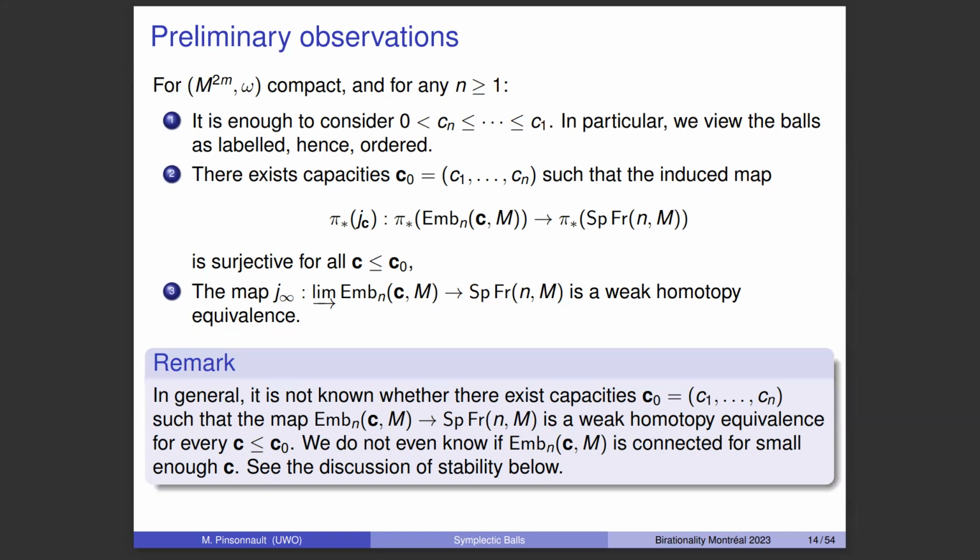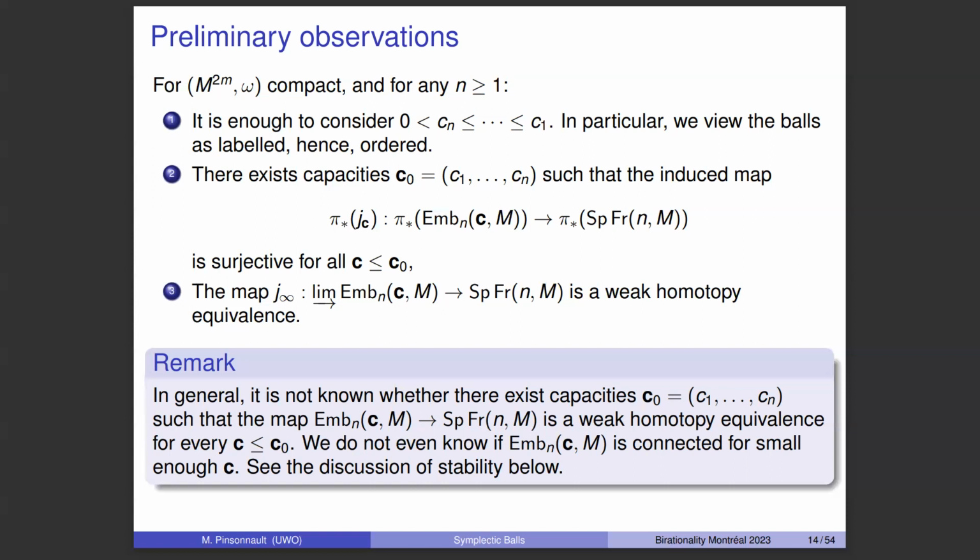And as I said in this remark here, in general, it's not known yet. So if you get even some C0, starting from which the induced map to the limit at infinity is a weak homotopy equivalence. So we don't know if there is a sort of stabilization as the capacities shrink. And actually, we don't even know this at the pi zero level, which is very shocking.